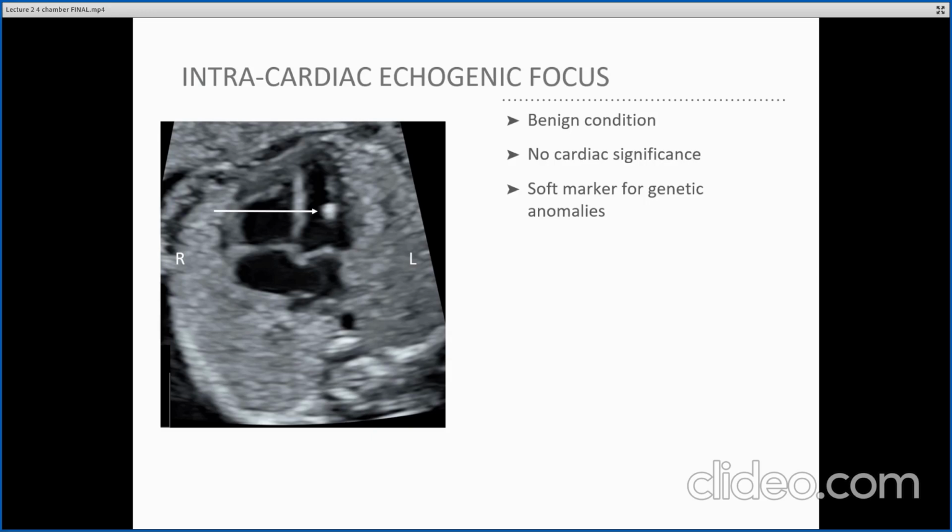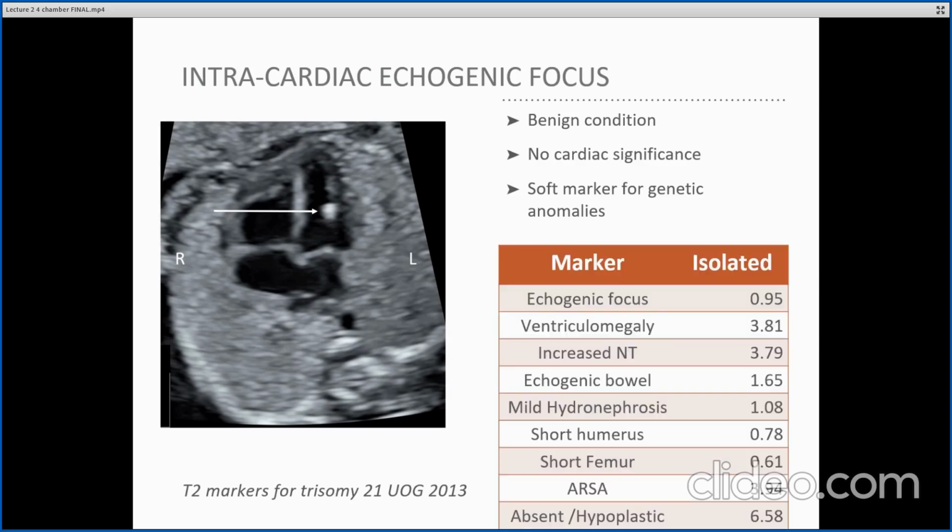However, this is considered to be a soft marker for genetic anomalies. This study looked at the second trimester markers for trisomy 21, published in Ultrasound in Obstetrics and Gynecology in 2013. As an isolated marker, the intracardiac echogenic focus had lower significance. The risk was less than 1. Other features like ventriculomegaly, abnormal nuchal translucency, aberrant right subclavian artery, absent or hypoplastic nasal bone were more robust and significant markers compared to the echogenic intracardiac focus.